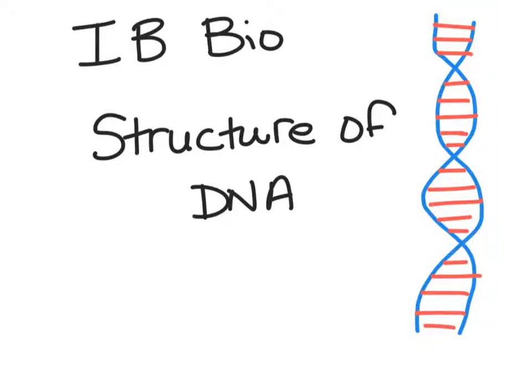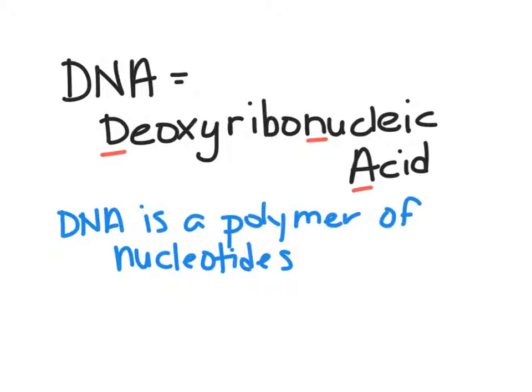In this video, we're going to be looking at the IB Bio version of the structure of DNA. DNA stands for deoxyribonucleic acid, and DNA is a polymer made up of a chain of nucleotides, so the monomer for DNA is nucleotide.